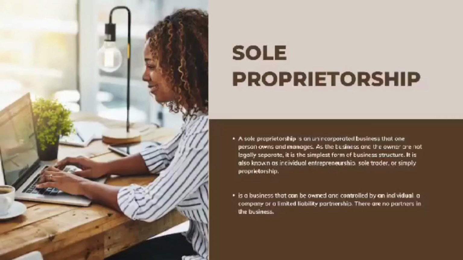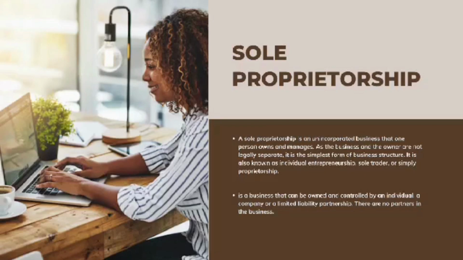The first type of business organization is sole proprietorship. It is an unincorporated business that one person owns and manages, as the business and the owner are not legally separated. Sole proprietorship is the simplest form of business structure. It is also known as individual entrepreneurship, sole trader, or simply proprietorship.